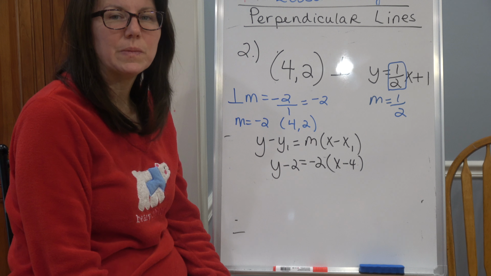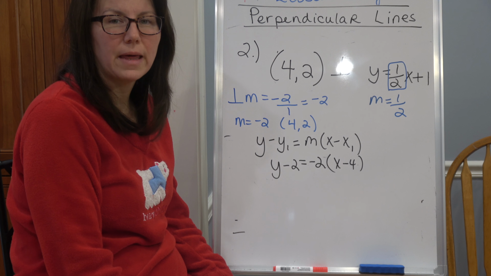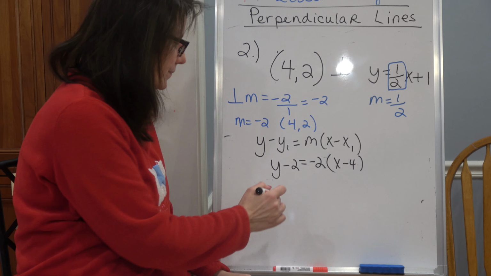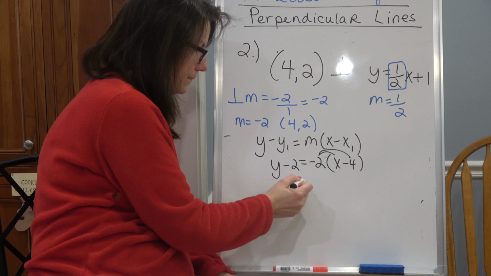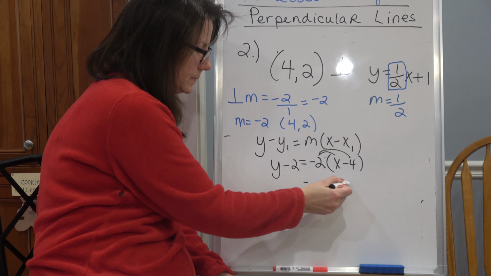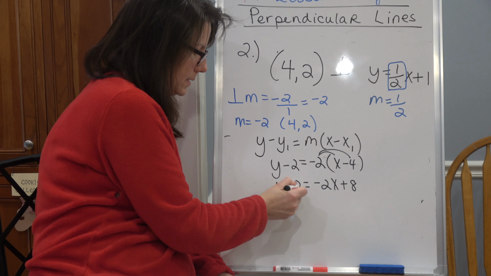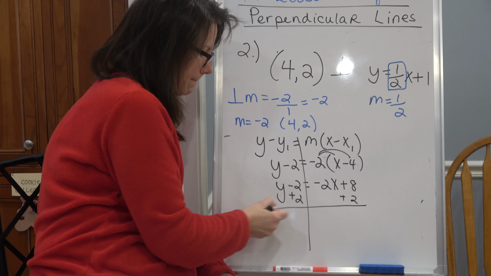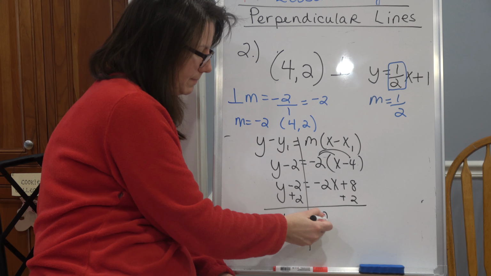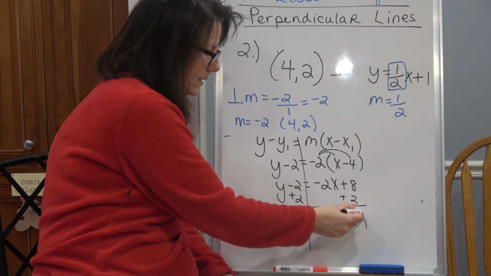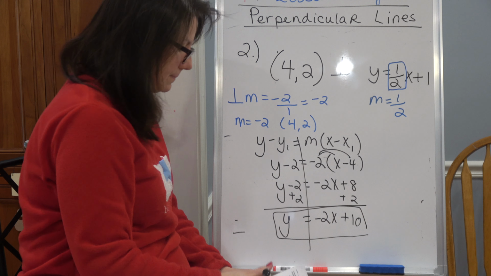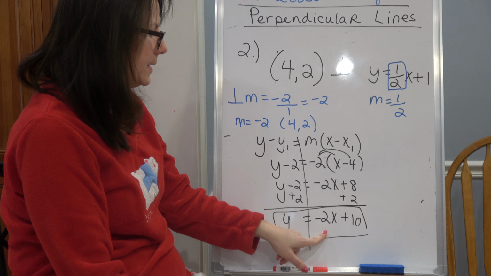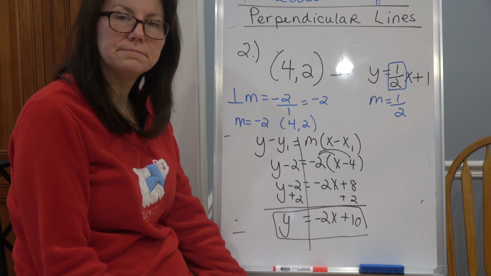And now it's just a matter of manipulating that to get it into the form that we're asked for. In this case, we're asked for slope-intercept form. So we have to distribute, and we have to add 2. And there you go. This line, I wish I had some space here to graph it. If we were to graph this line and this line, they would form a right angle.